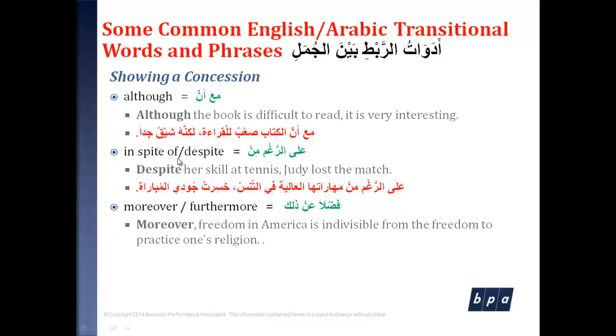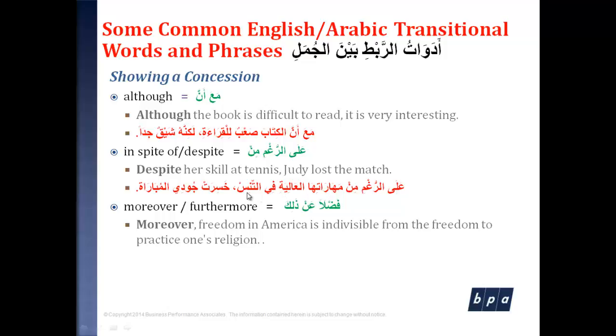In spite of or despite, على الرغم من, despite her skill at tennis, Judy lost the match. على الرغم, in spite of, من مهاراتها العالية, from her high skills. Here in Arabic it makes sense to add another word. عالي is high skills.